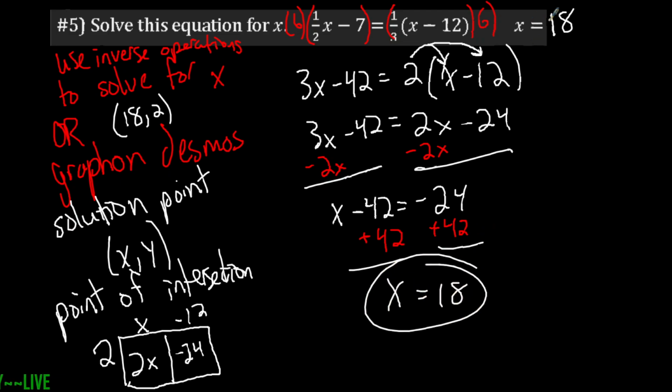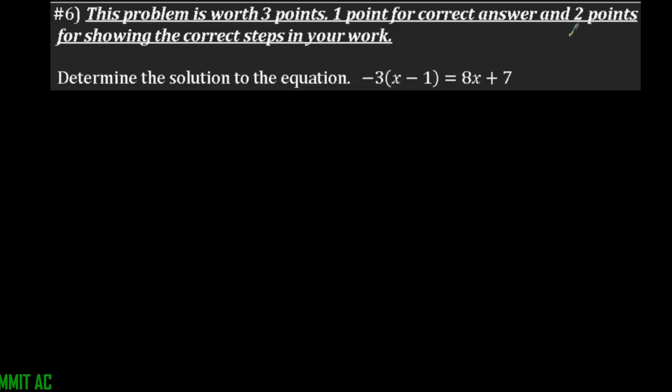So I always like to show that I can solve either by graphing or by using the inverse operations. That way you can check to make sure that your answer is correct. The reason why I do this is because if you look at number 6, it says this problem is worth 3 points. It says 1 point for the correct answer and 2 points for showing the correct steps in your work. So make sure you must show work for full credit.